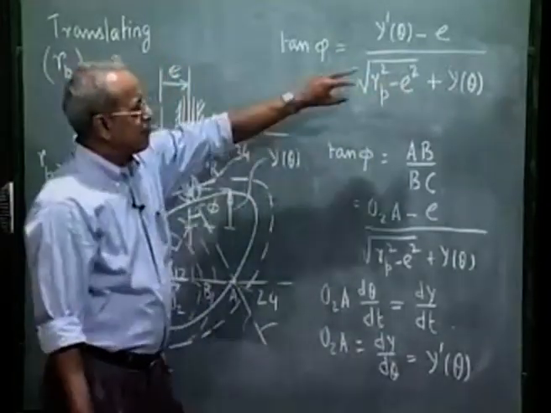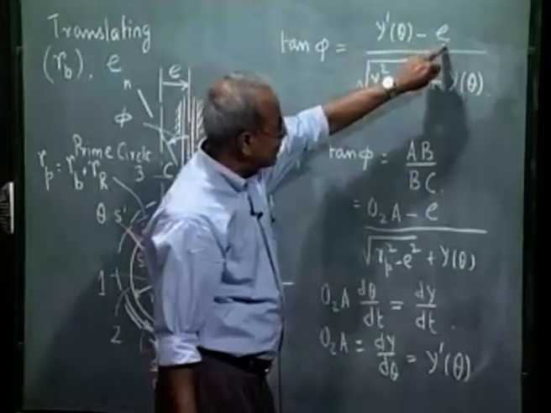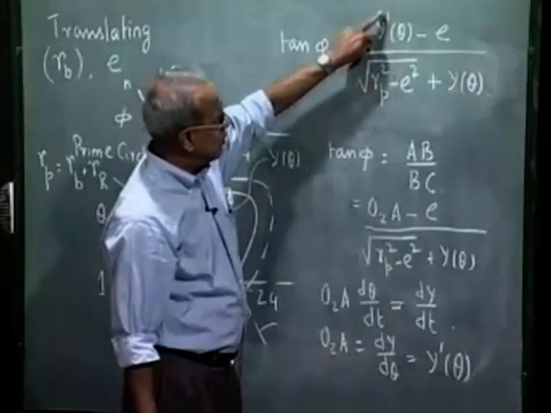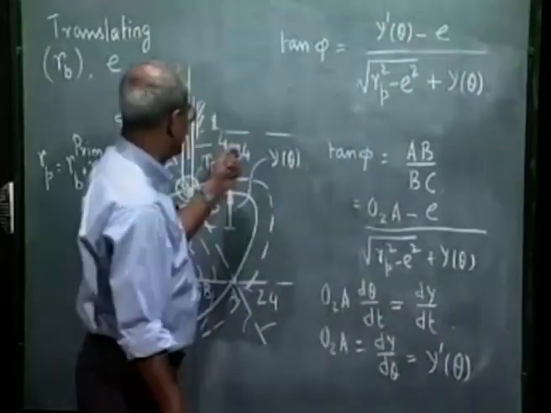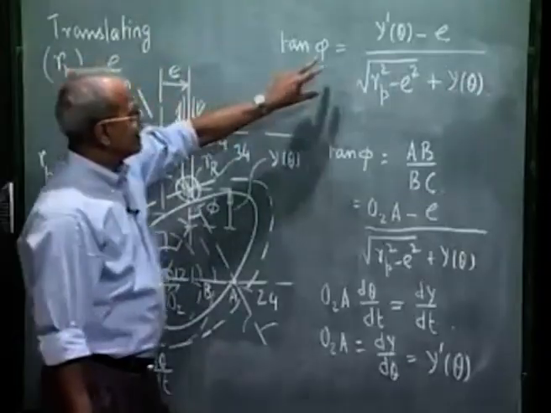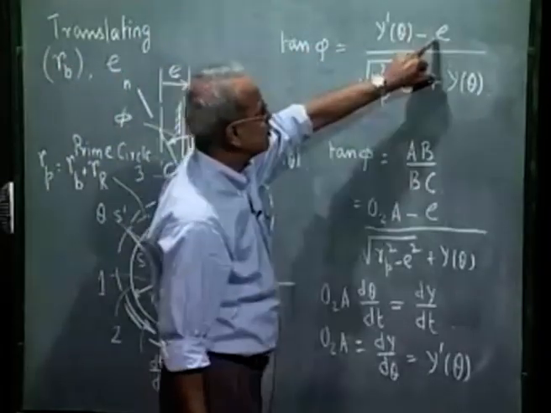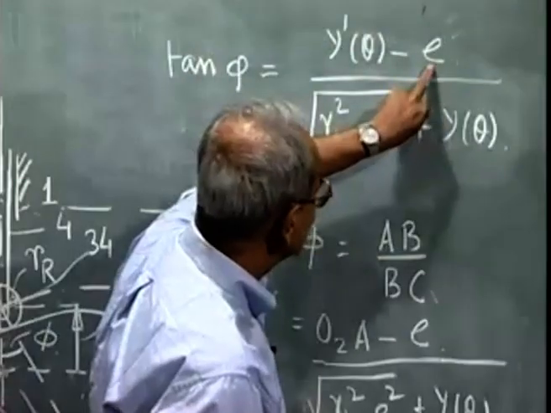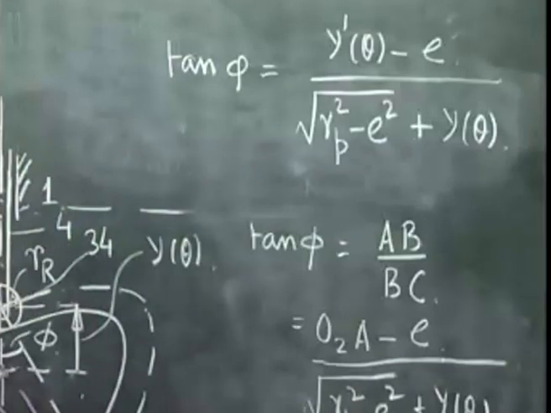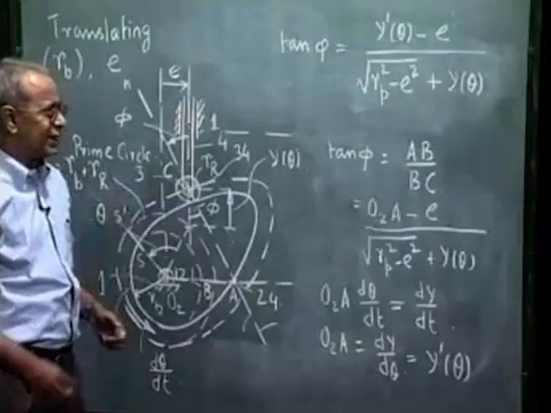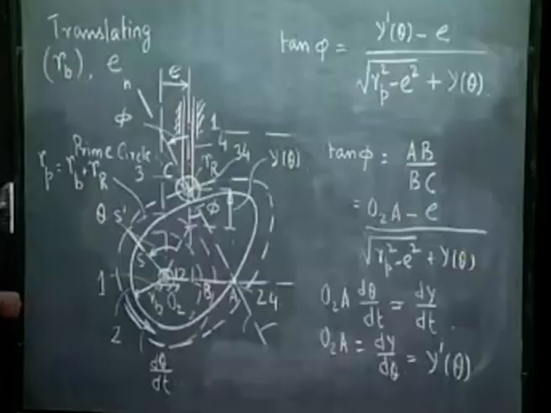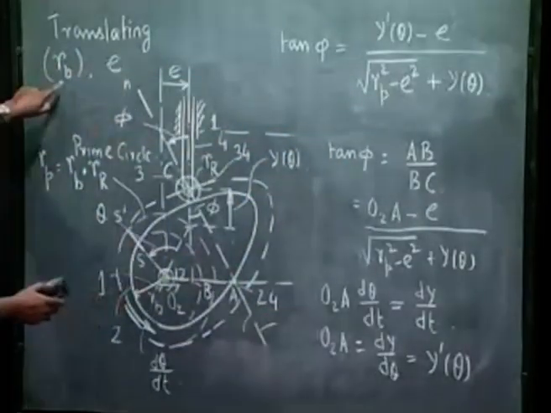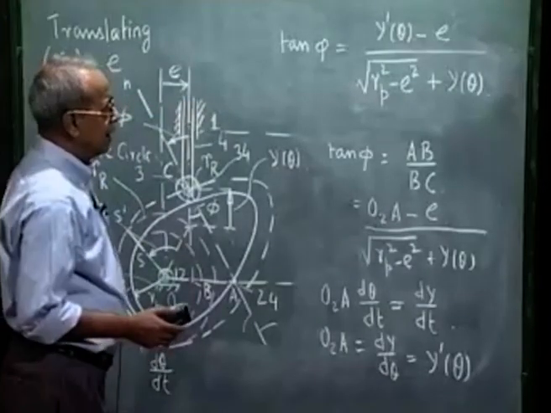Thing to note that because I have provided this offset in the correct direction, for positive values of y prime, that is positive value of dy dt, when the follower is rising, the value of phi is reduced due to the presence of this offset. Without this offset, whatever value you would have got, by giving this offset, I am reducing the pressure angle. That is the objective of providing this offset. Now this expression we can use to get the proper values of Rp, and of course if I get Rp, I can get Rb and also the value of E.